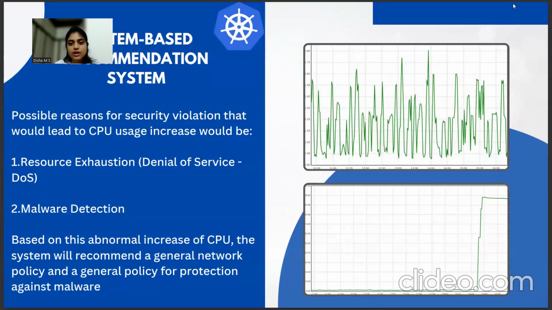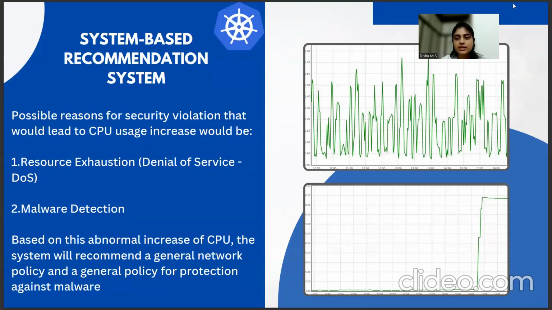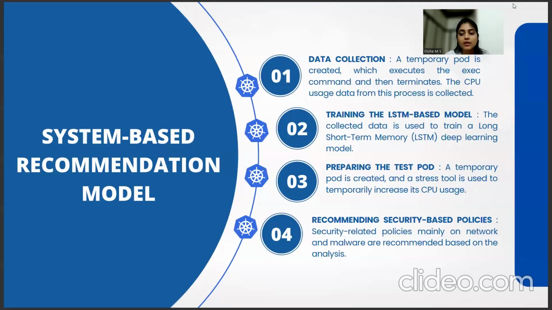System-based recommendation system. The system-based recommendation system basically focuses on detecting and responding to anomalies, particularly those related to CPU. This system is designed to identify potential security threats and recommend appropriate policies to mitigate them. Understanding anomaly detection: CPU usage as an indicator. CPU usage is a key performance metric in any deployment, and an unexpected spike in CPU usage can indicate a range of issues, from a legitimate increase in workload to a potential security threat. The system-based recommendation system monitors CPU usage patterns to detect anomalies that could suggest there might be security violations.